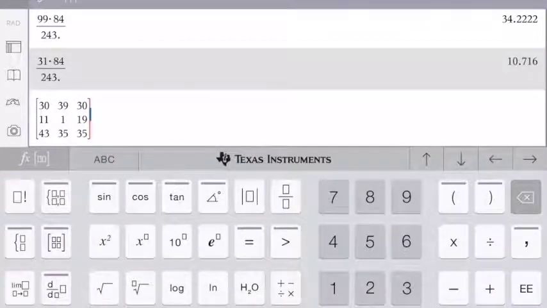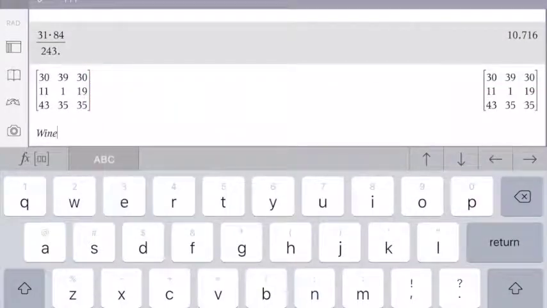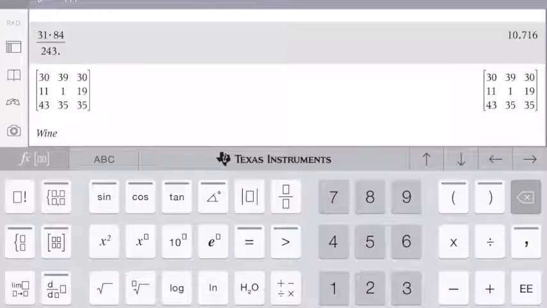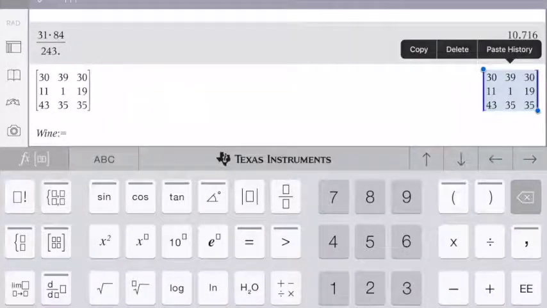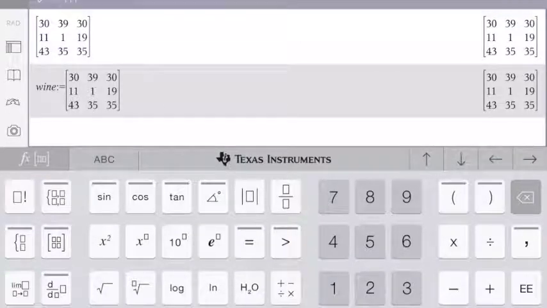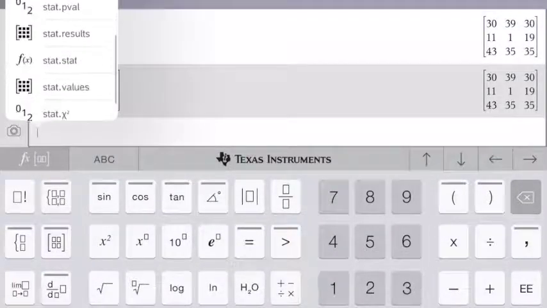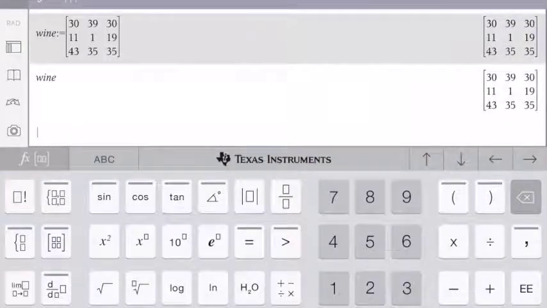And we need to name this something. So let's call this wine. So we're going to define this variable, and that's what this means. By the variable, you'll see this. And now we would define the variable, and now we can use the variable wine whenever we want.